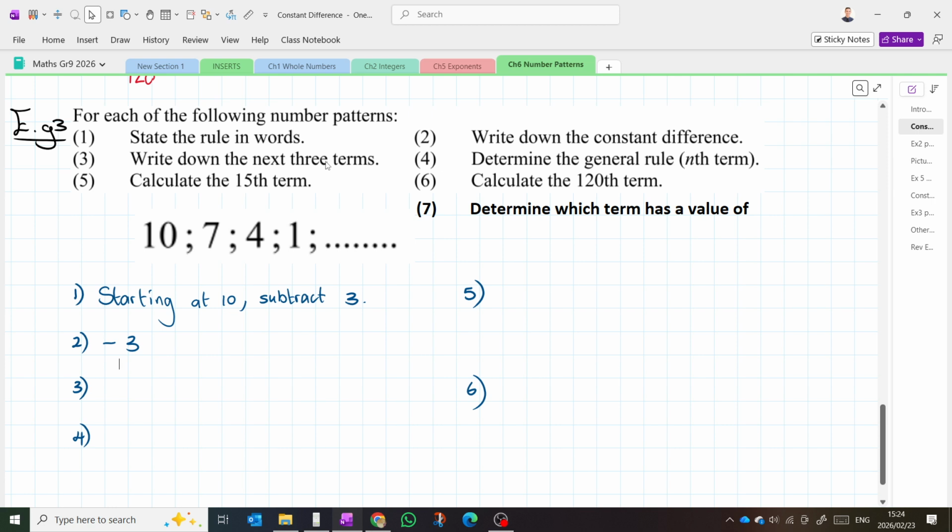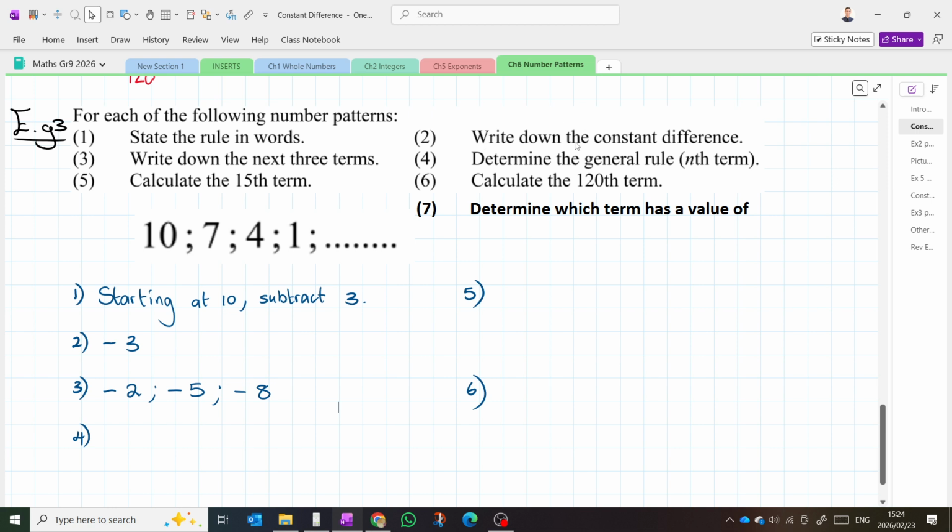Question 3 said write down the next 3 terms. We can just keep subtracting 3. So 1 minus 3 is going to give us a negative 2. Minus another 3 is going to give us negative 5. And minus another 3 is going to give us negative 8. Again, you could have written it out as term 5 has this value, term 6 has this value, term 7 has that value. Okay, but this is also completely acceptable.